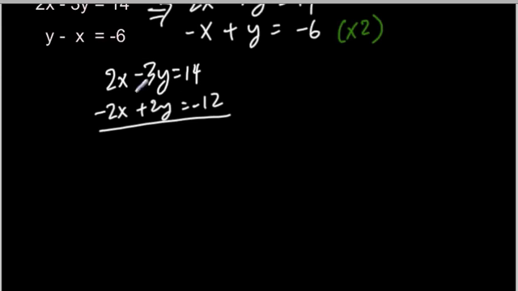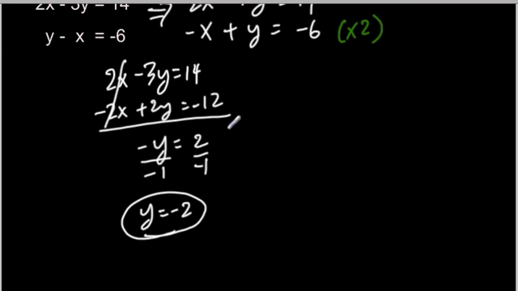And I'm just going to get some more space. So I line them up and I add them. So this sort of crosses out. So negative 3y plus 2y is negative y. And 14 plus negative 12 is 2, right? So now I want to divide by negative 1 because I want to get rid of that. So y is equal to negative 2. So I have y is equal to negative 2.